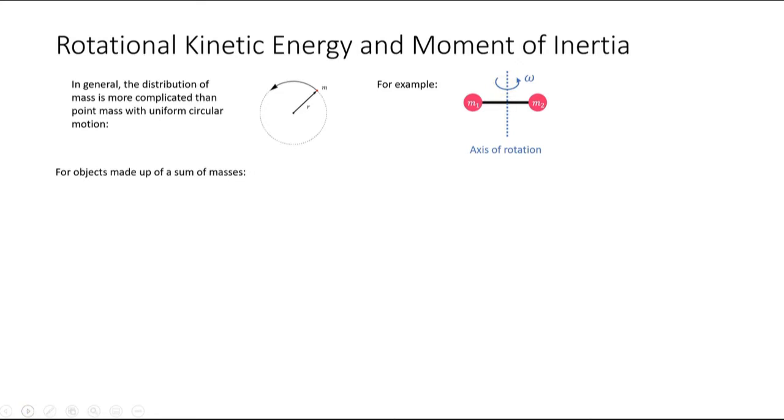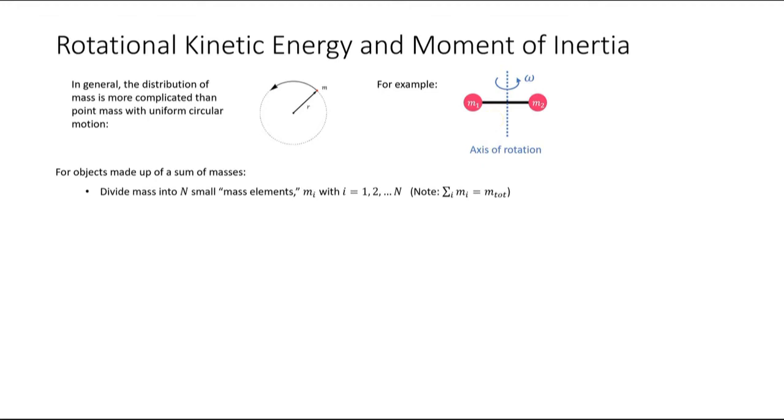Now I want to think about what is the rotational kinetic energy of this dumbbell. If we want to think about a general situation where we have objects made up of a sum of masses like I have here, with two separate masses, what you want to do is divide this total object, this dumbbell, up into its individual mass elements.